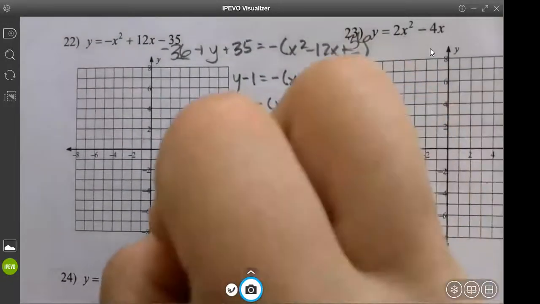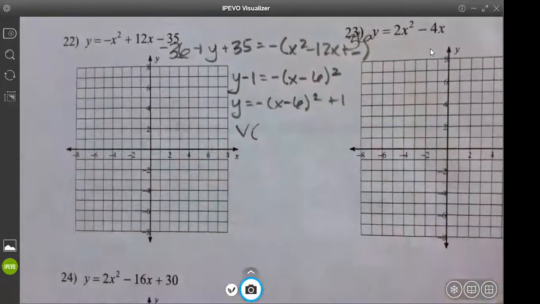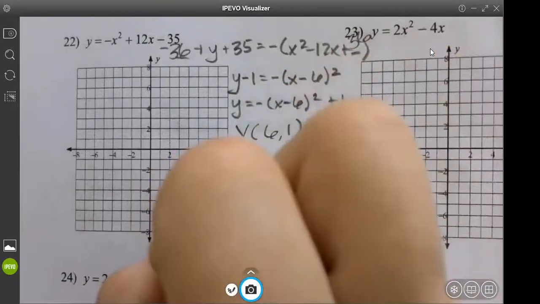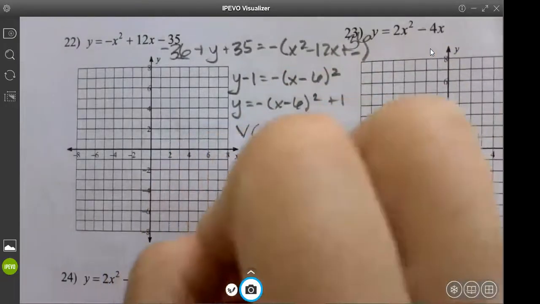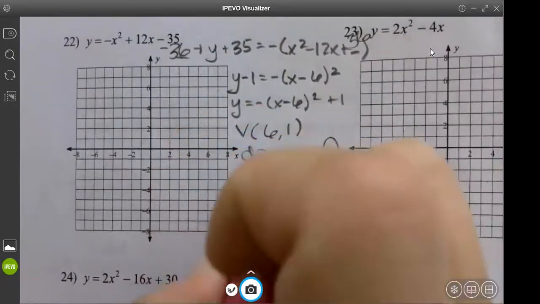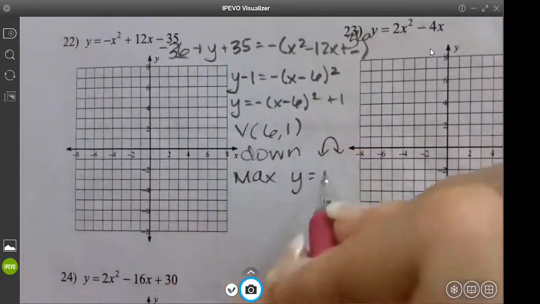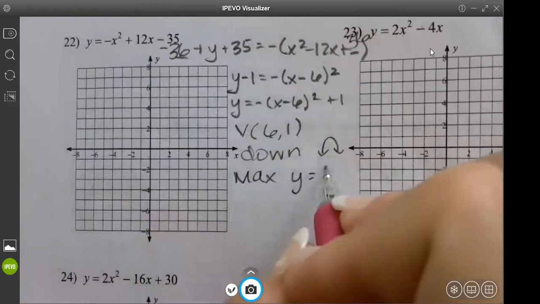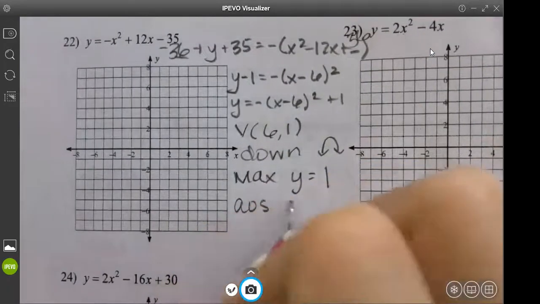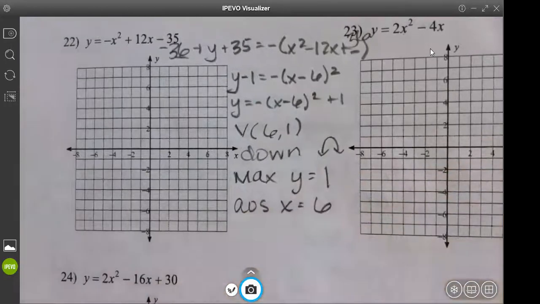What's your vertex? 6, 1. Which way does it open? Down, so it looks like this, which means it has a max at y equals what? 1. It has an axis of symmetry at x equals 6.